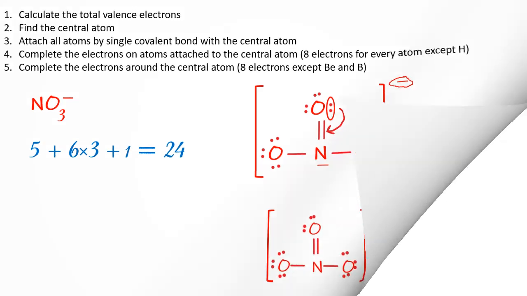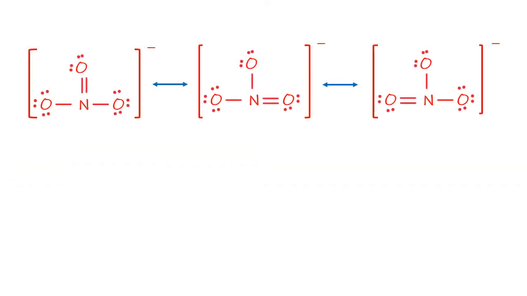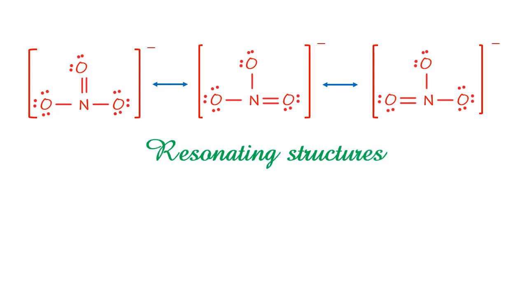Like this, all these structures are correct, but there is a very small difference: the position of the double bond. Okay students, so those structures which are different due to the position of a double or triple bond are known as resonating structures, and this phenomenon is known as resonance.